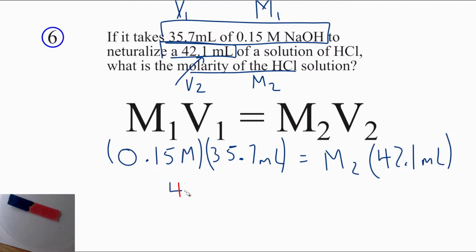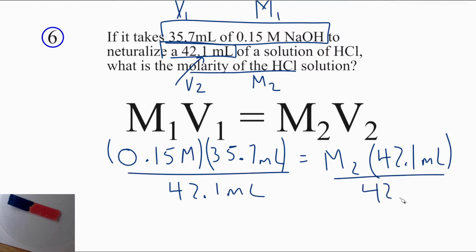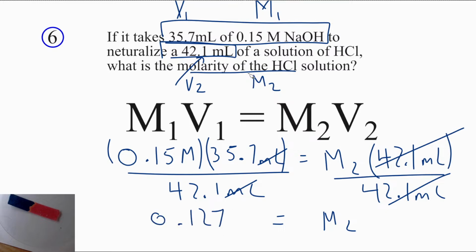So I could divide each side by 42.1 milliliters here and over here. So that's gone, and then milliliters are gone. So it doesn't matter if we had it in milliliters or liters as long as they're the same. All right, Magni, welcome. And so if you do the math here, you end up with M2 equals, what did I get? 0.127, but because we only have two digits right here, we're going to make this 0.13, and that's moles per liter.